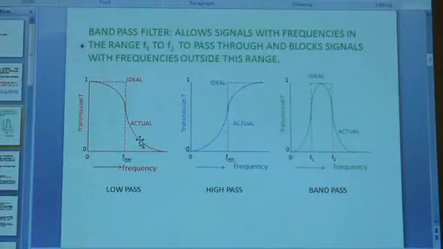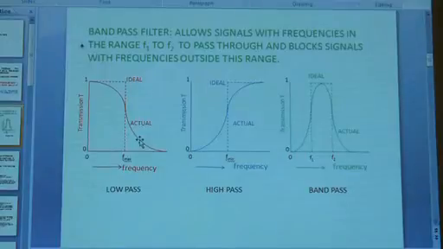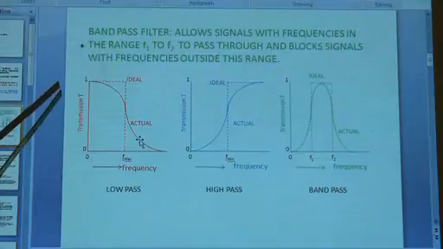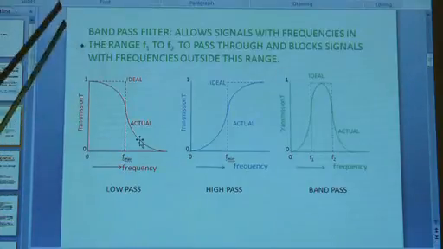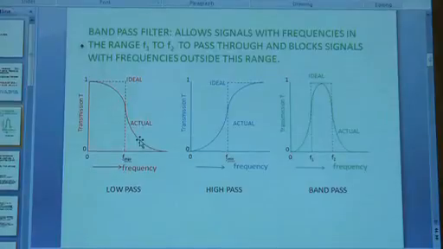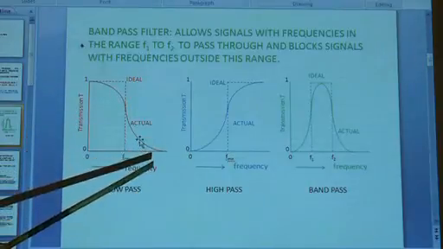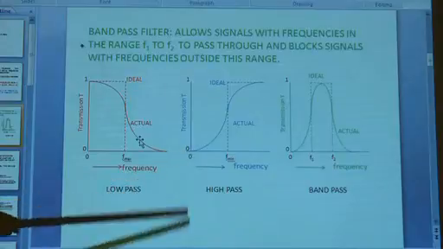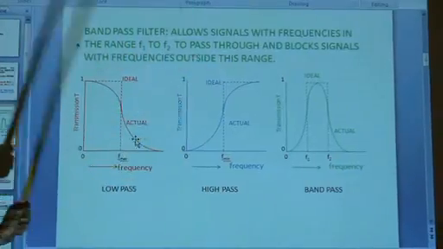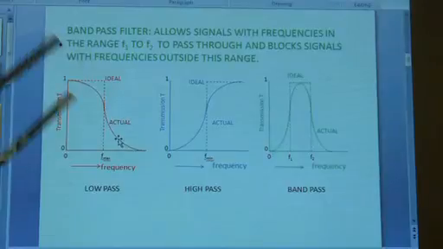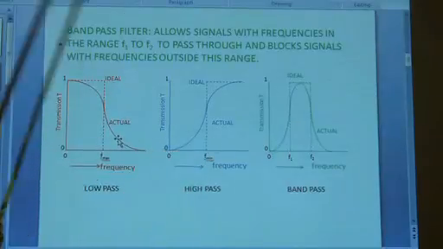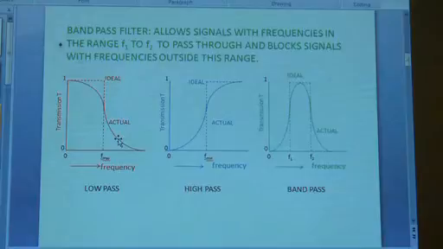The dashed lines are for the ideal filter, where transmission is a constant unity up to F maximum and abruptly goes to zero for a low pass filter. Similarly, for a high pass ideal filter, transmission is zero up to F minimum and abruptly jumps to 1 above F minimum. And in band pass, it is 1 between F1 and F2 and 0 beyond.